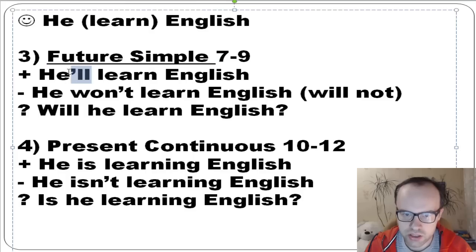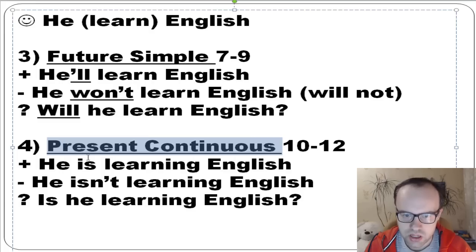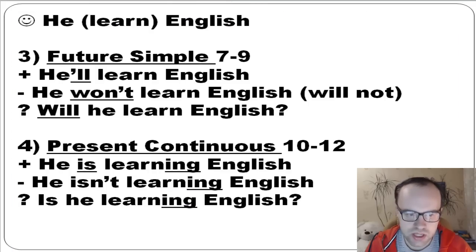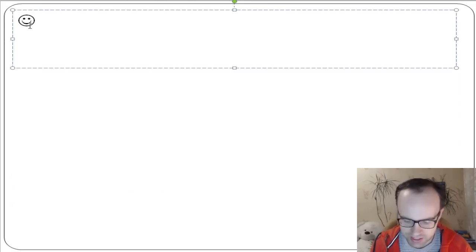Okay, so he'll, future simple. He'll learn English. He won't learn English. Will he learn English? Present continuous. He is learning English. He isn't learning English. Is he learning English? Okay, very good. Let's do the same with the next tense.